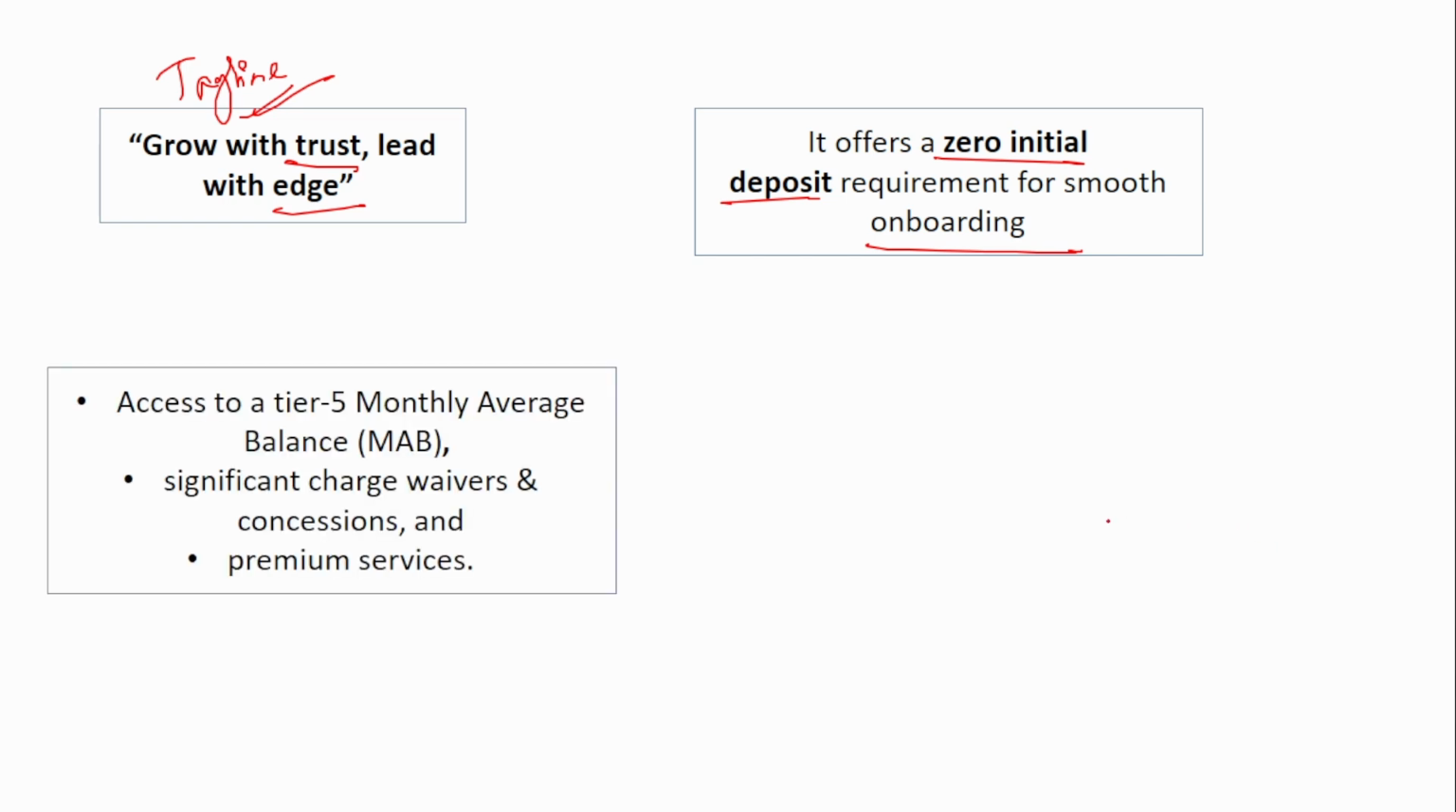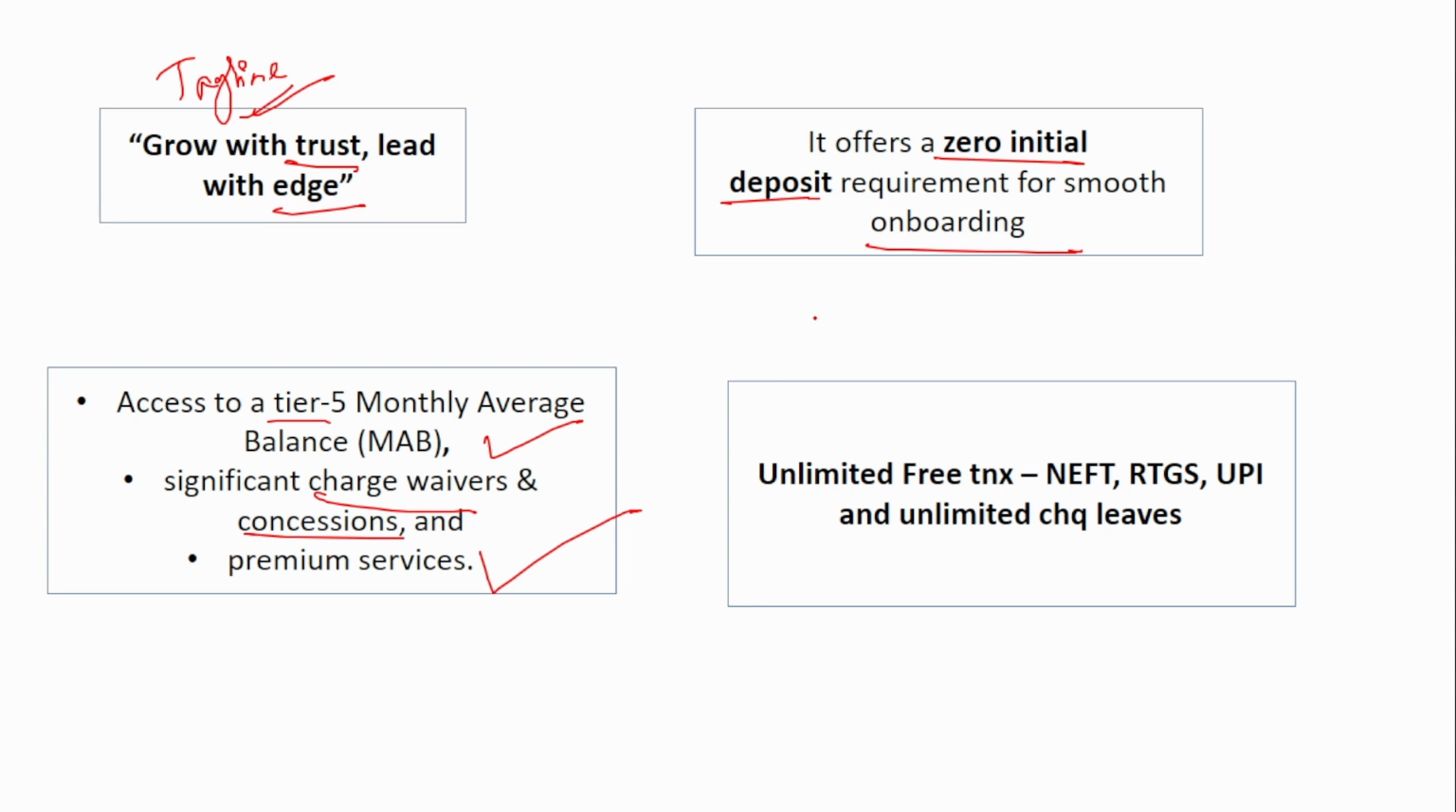Next is access to a Tier 5 monthly average balance. The balance that has to be maintained by these institutional clients is reduced to Tier 5, which means the average balance they have to maintain is very low. They will also have certain charge waivers and concessions, and premium services will be provided. They will also have access to unlimited free NEFT, RTGS, UPI transactions, and unlimited cheque leaves will be provided.